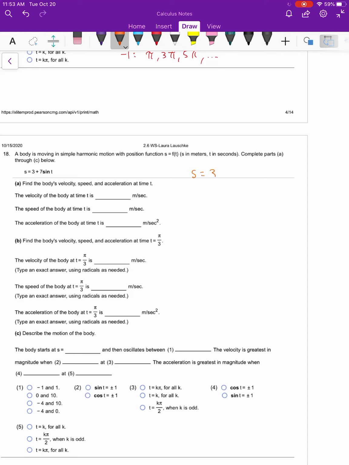This one gives you a position function of 3 plus 7 sine t. Find the body's velocity, speed, and acceleration, okay, at time t. So the velocity, if we take the derivative of 3, we get 0. Plus 7 times the derivative of sine is cosine. So velocity is going to be 7 cosine t. And then take the derivative of that for acceleration, this would be -7 sine t, because the derivative of cosine is negative sine. So 7 times negative sine t is -7 sine t.